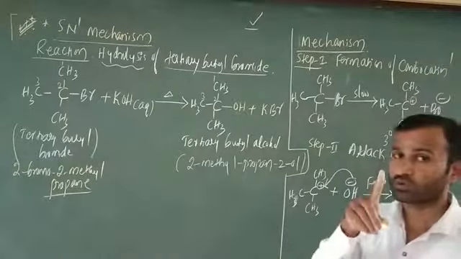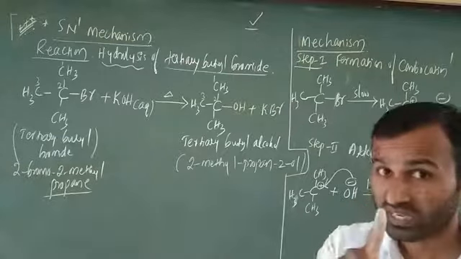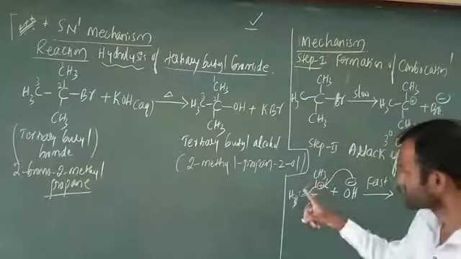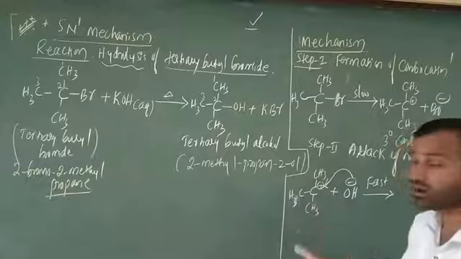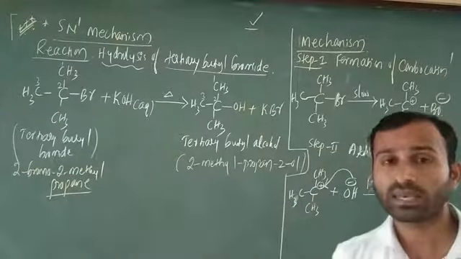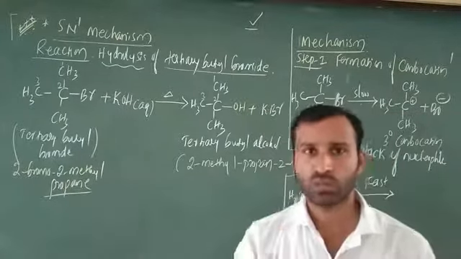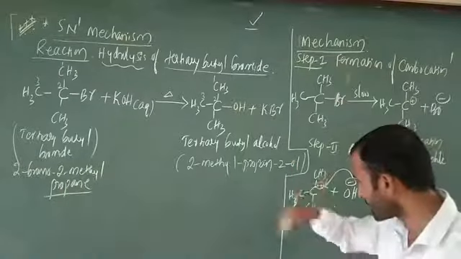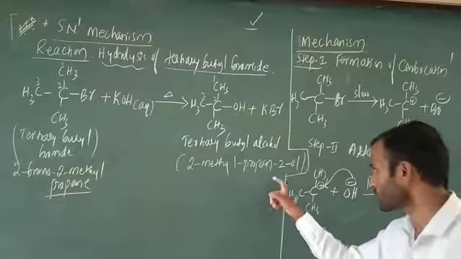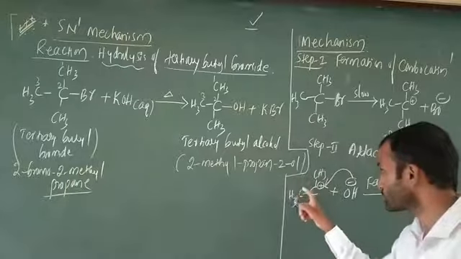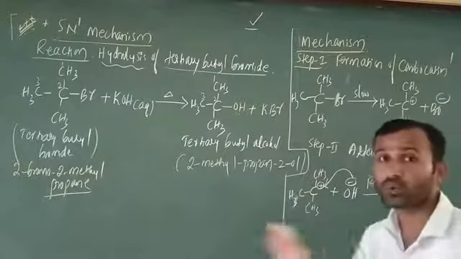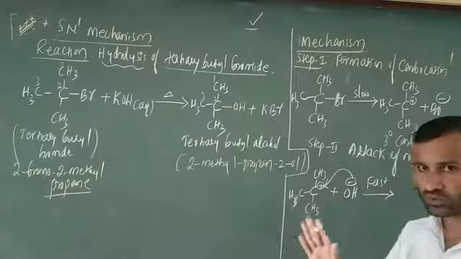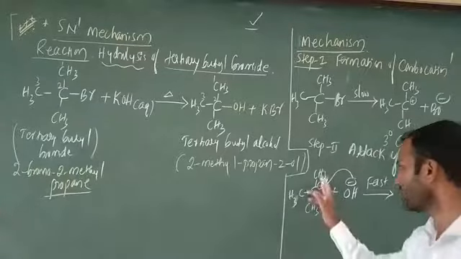This point I told in the SN2 mechanism. What is the steric hindrance? Here, CH3, CH3, CH3 are there. These three indicate bulkier groups. Bulkier means what? Larger group. If by chance the OH minus is going to attack this way, these three groups are going to oppose and push the OH group out.